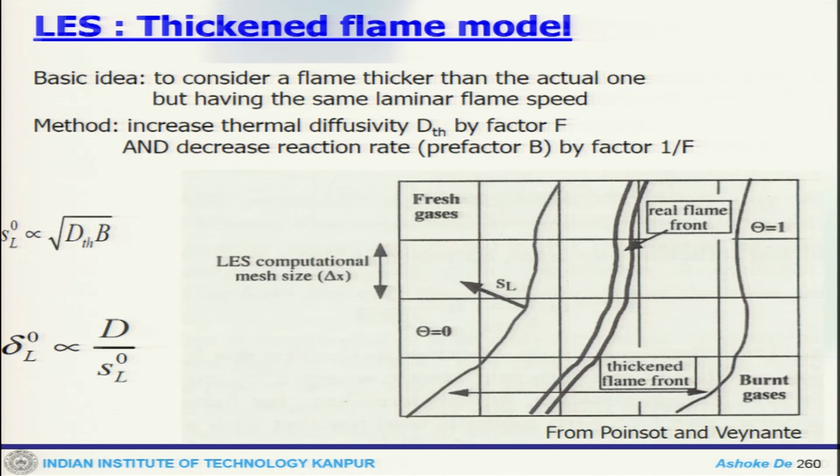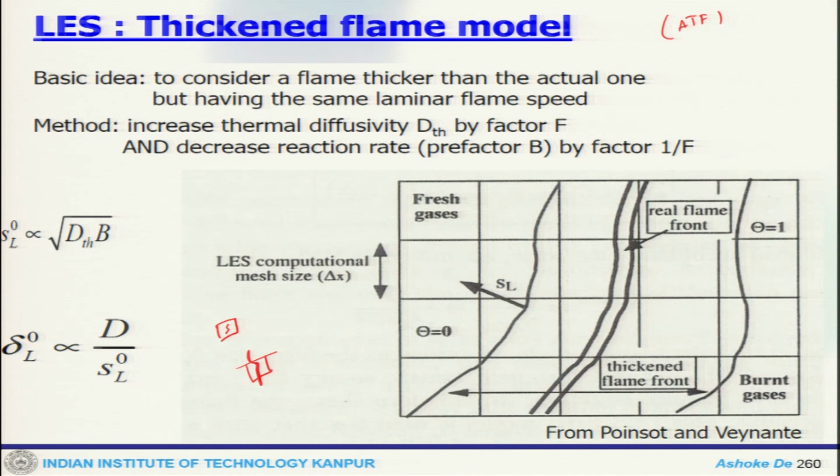So, the idea behind is that you have a very thin flame front which cannot be resolved on the computational grid. So, the idea is that we artificially modify the flame front, and that is why it is also called the artificially thickened flame model, ATF. So, for example, this is our grid and this is our flame thickness. Now, what we want to do is modify that so that the flame front is thick. Once that happens, we can resolve that flame front thickness in the grid.